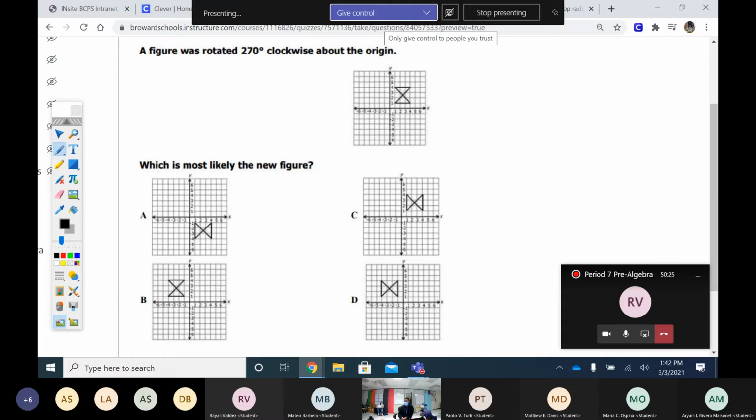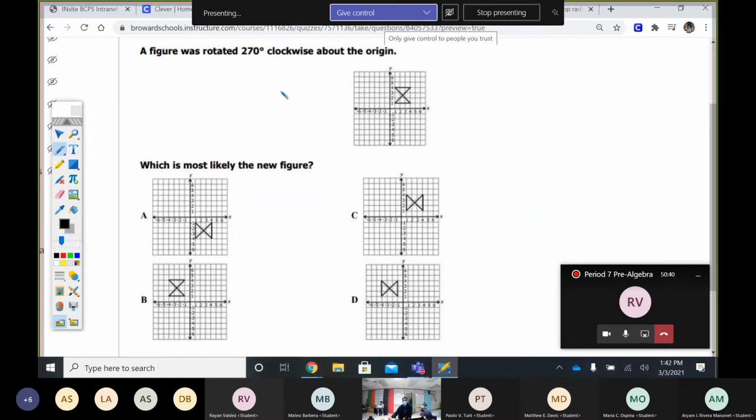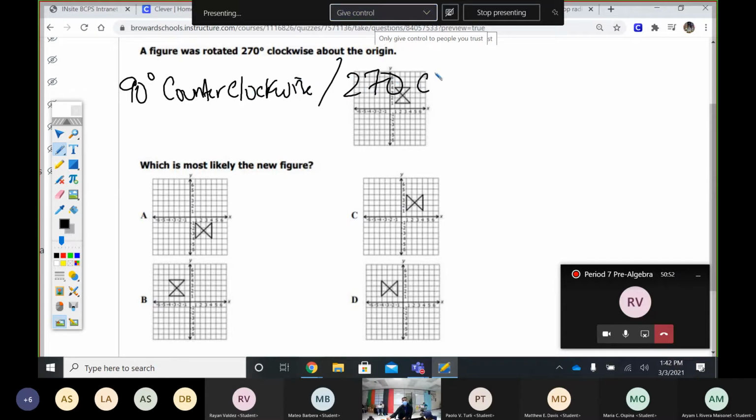You're going to see that on the test. A 90 counter is the same as a 270 clock. I wrote it right next to the 90 counter and the 90 clock. The 270 counter is the same as a 90 clock.